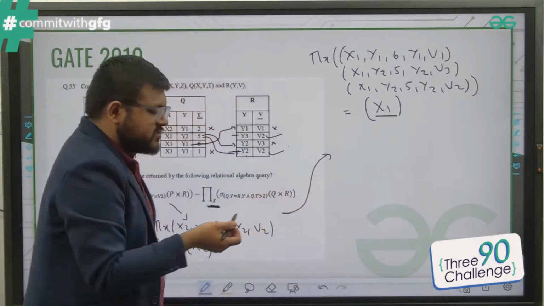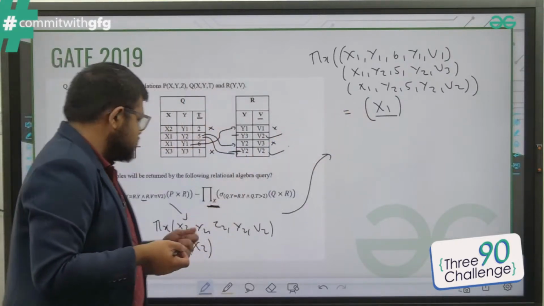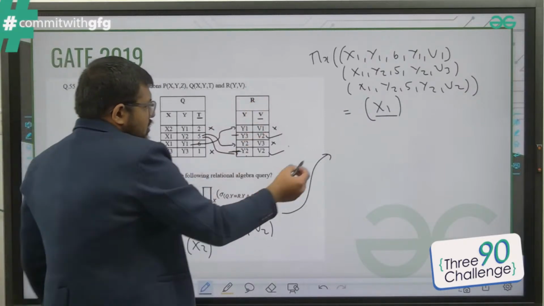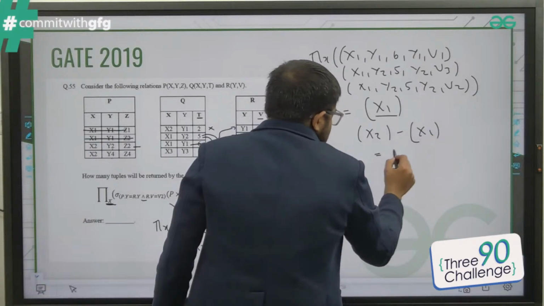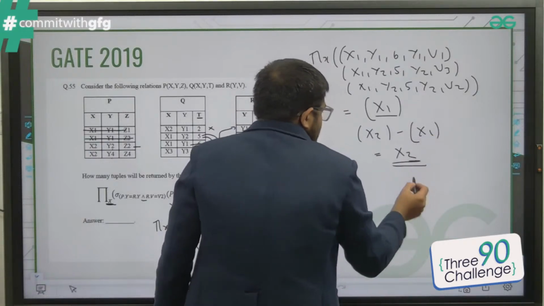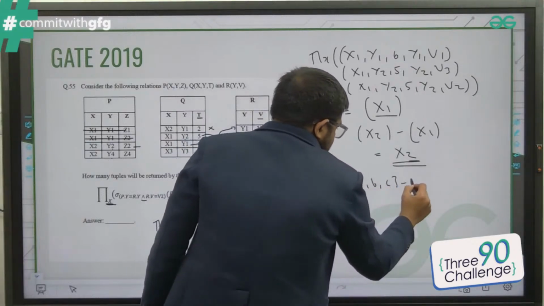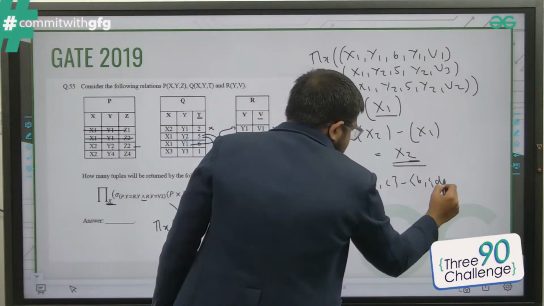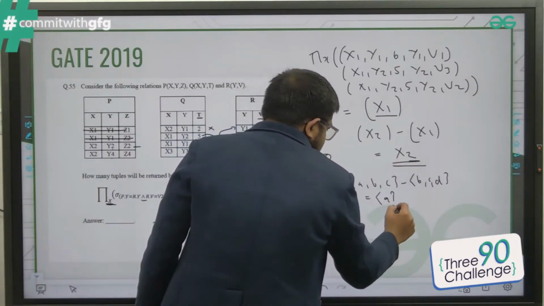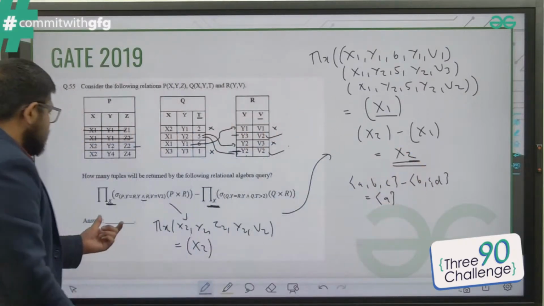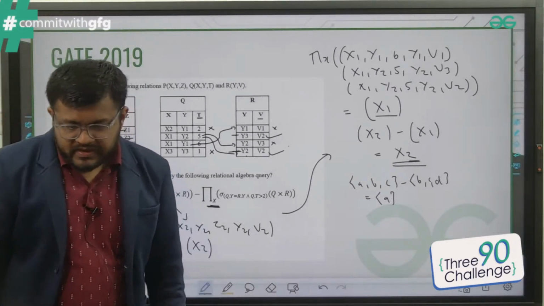What is set difference? The set of all values which are present in this but not present in this. Now X2 is not present there. So this X2 is one set, minus X1 will give me X2 only, because X2 is not present here. What is the meaning of set difference? ABC minus BCD will give me all the values which are present here and not present here. This will give me A. So here I will get X2. So the number of tuples returned will be 1. Is this clear?